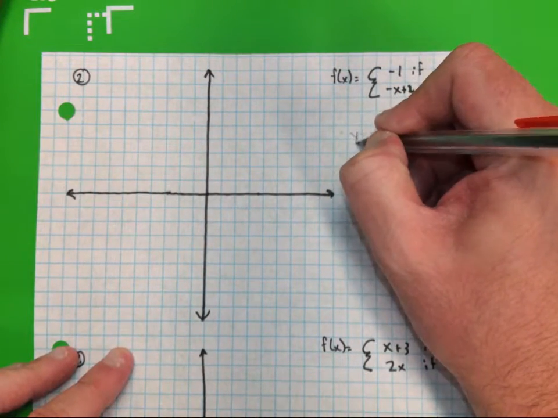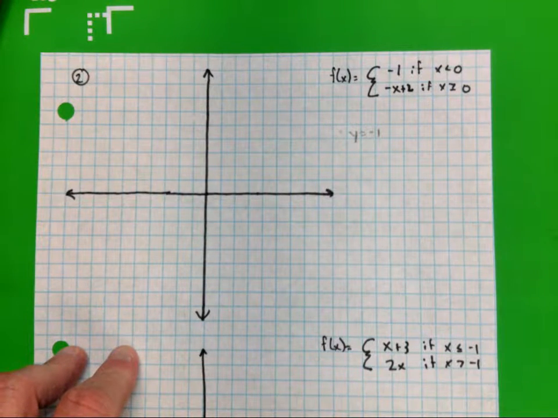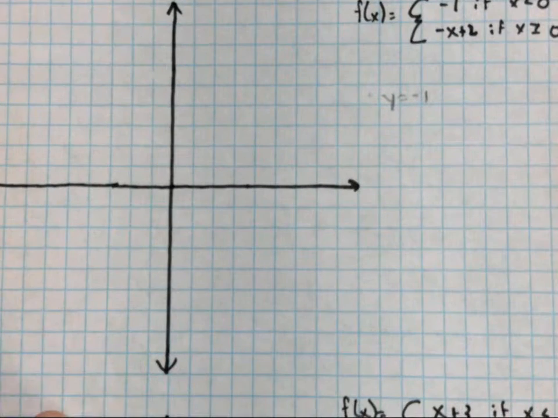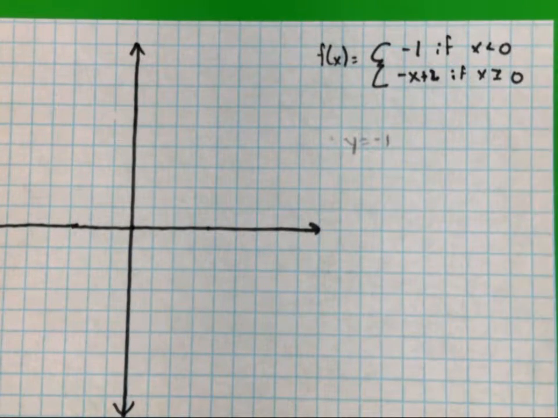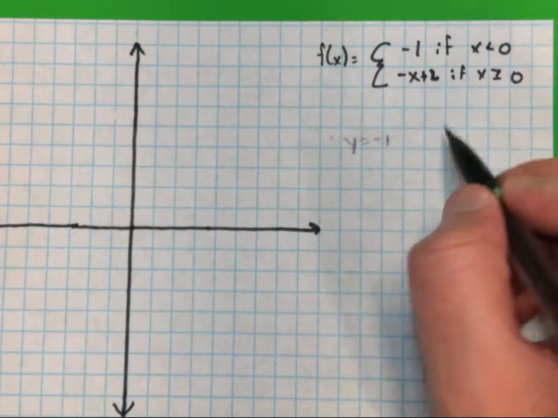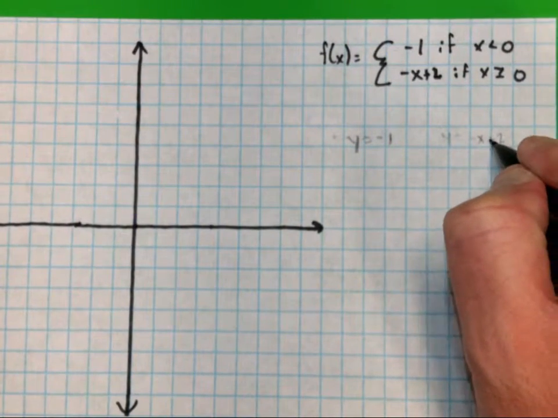And I'm having to do it in pencil, guys, because I'm going to have to erase something in a minute. But that's y equals -1. Let me zoom it in. And then the other one we're graphing is y equals -x plus 2.